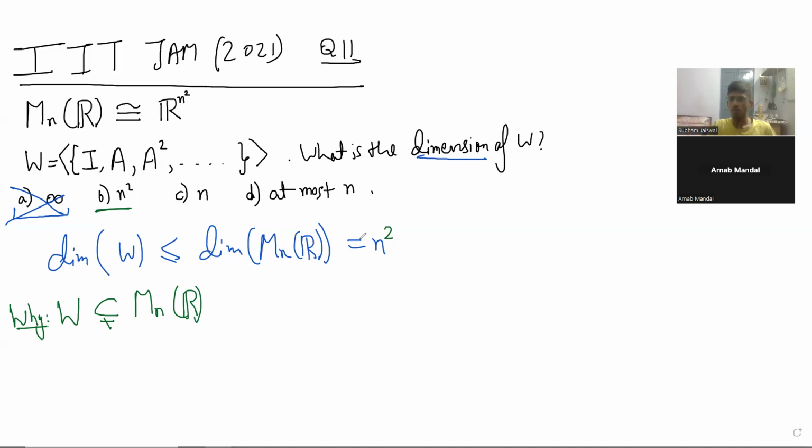Take the zero matrix, then the dimension is 1. So this also rules out this. Because nowhere it is written that A cannot be 0. I can take A to be the 0 matrix. Then the dimension is 1.